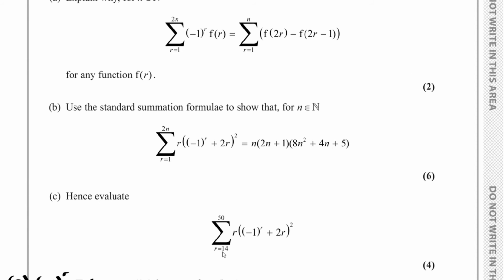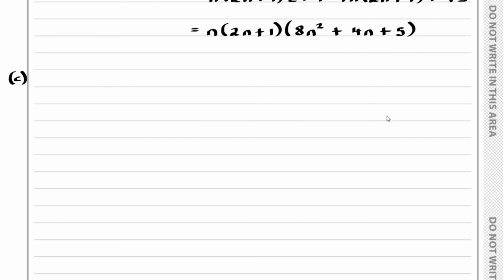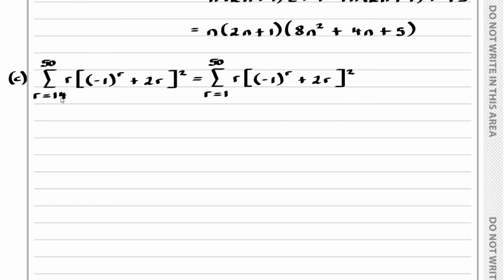Part C, hence evaluate the sum from r equals 14 to r equals 50 of r multiplied by negative 1 to the r plus 2r squared. Now clearly we would have to use the result from part B. So for part C, we've got this sum from r equals 14 to r equals 50. What we ideally want is to start off with r equals 1. So if that's the case, then we've still got this sum to 50, but we start off with r equals 1. But because here we're starting with r equals 14, what we have to do is subtract the first 13 terms, as we see here.